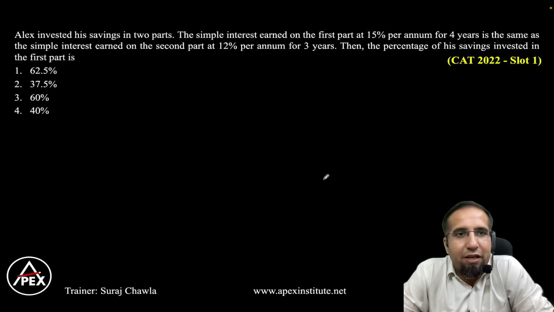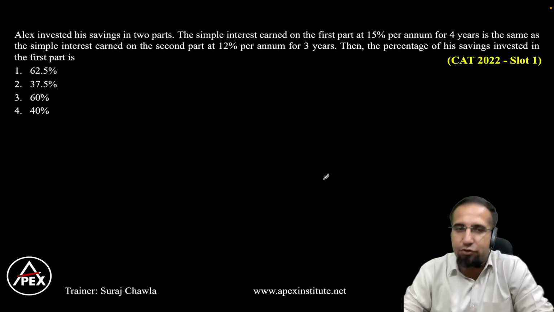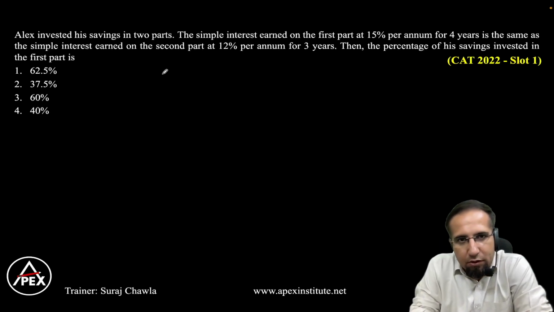Now the first question here is from 2022 slot 1. Alex invested his savings in 2 parts. The simple interest earned on the first part at 15% per annum for 4 years is the same as the simple interest earned on the second part at 12% per annum for 3 years. I'm not given the parts here, so let me assume the first part is X. So simple interest earned is P into T into R by 100.